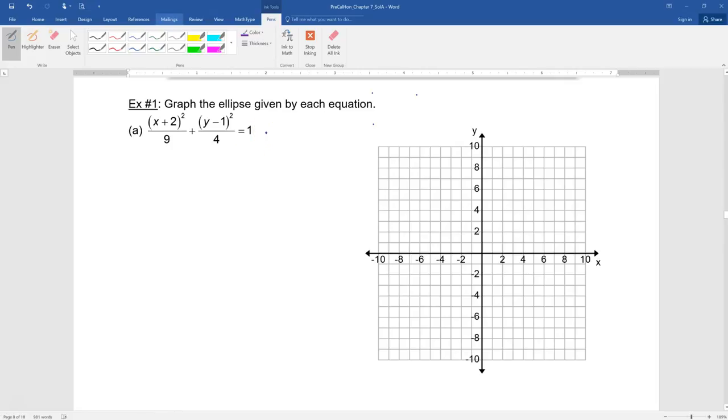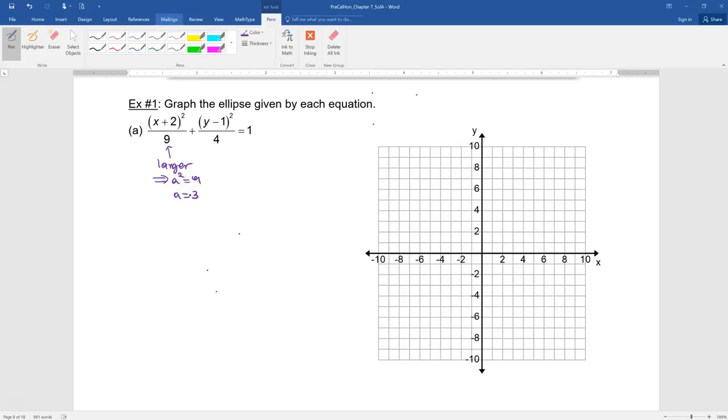Is this a horizontal or a vertical one? Horizontal. Why? Because x and 9 are together and 9 is bigger. This is the larger variable, which means it's A. But that's not A, that's A squared. So A equals 3. Plus or minus 3, or just 3? Just 3, because it's a distance.